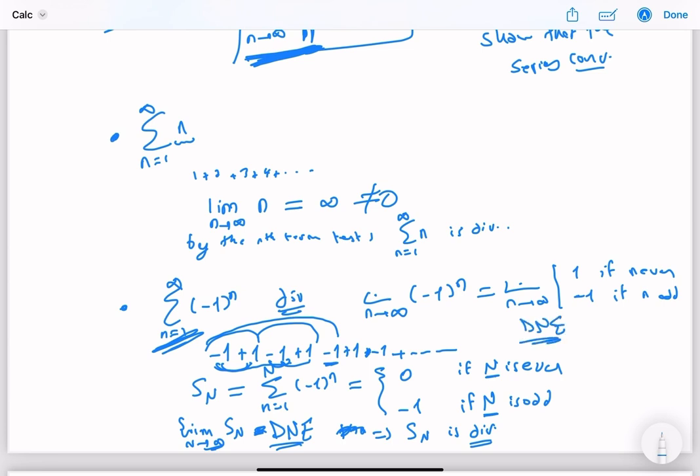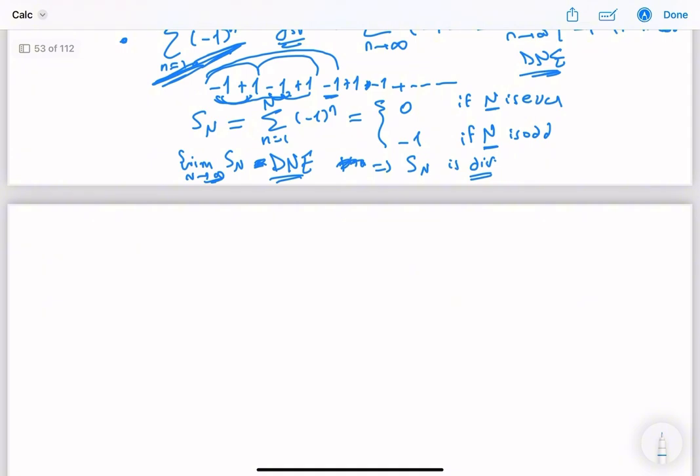So in this case, we know that this limit does not exist. But since the limit does not exist, it means that the limit is not 0. So since the limit is not 0, we know for sure that this is divergent. So this is another way to see this by the nth term test. So this series is divergent also. You can see this by the nth term test.